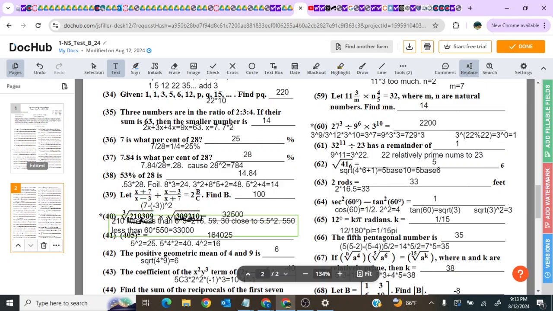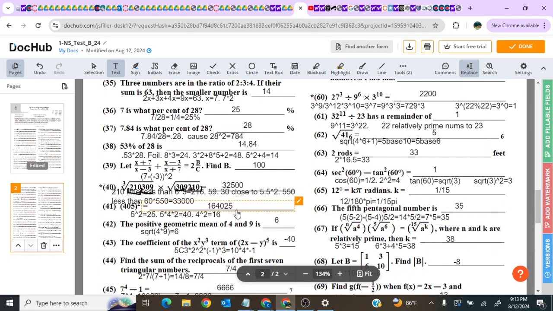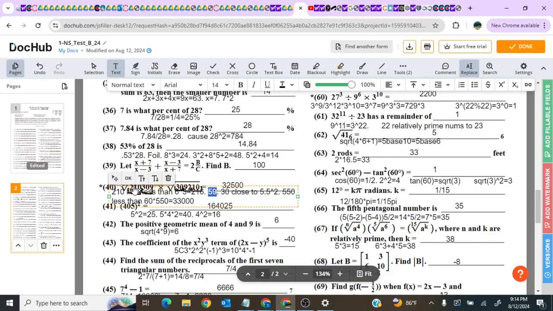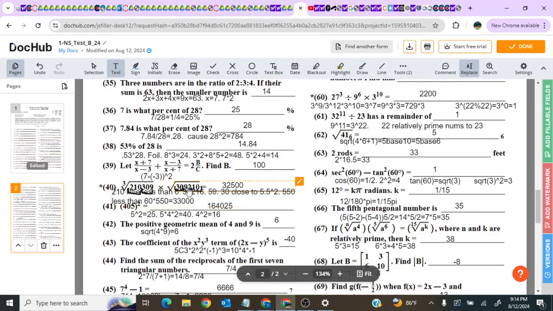Okay, this is a bit. Yeah, this one has a lot to it. First off, you have a cube root, which means we need groupings of 3. 210 and 309. Well, 210 is a little less than 6 cubed, which is 216. So you can approximate it to 59, 2 digits, because there are two groupings. And then you also have the square root of 30, 92, 10.